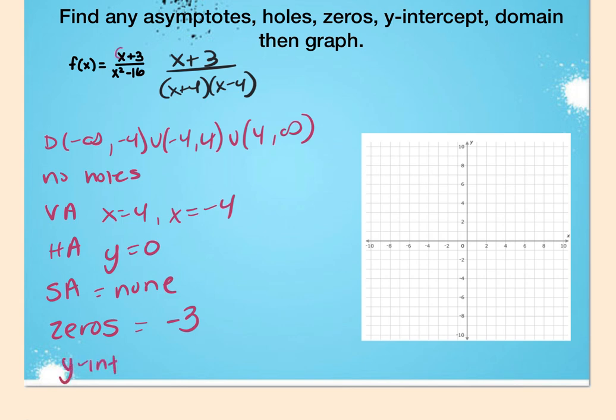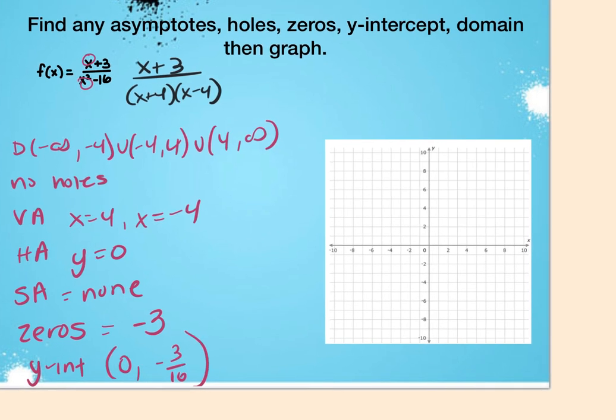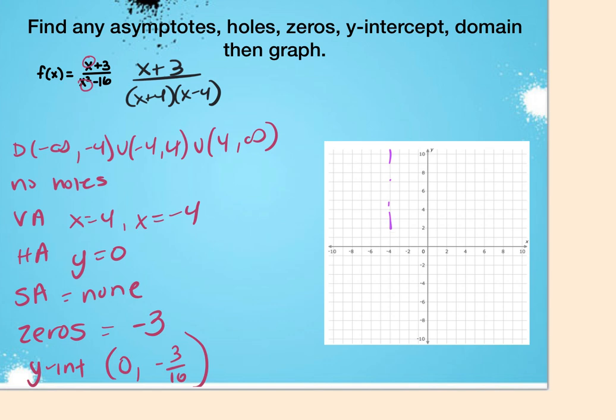Y-intercept, plug in your zeros, and I get negative 3/16. Negative 4, positive 4, horizontal asymptote at 0. Zero at negative 3, and a y-intercept at negative 3/16. So because it hits the x-axis, I know it's going to cross through it. It doesn't have symmetry, it doesn't bounce at 0, so I know that this graph does something like this.